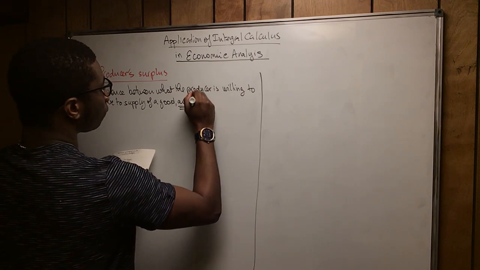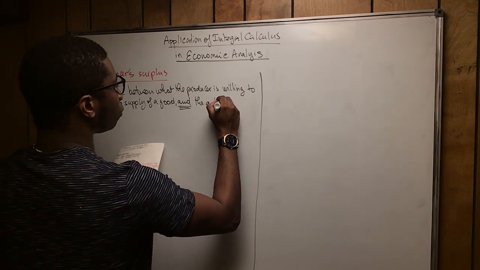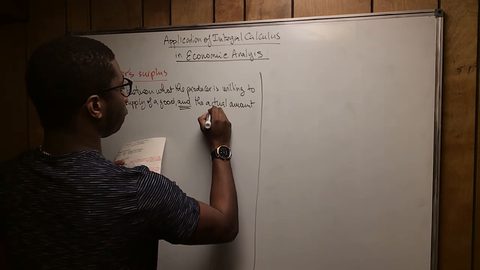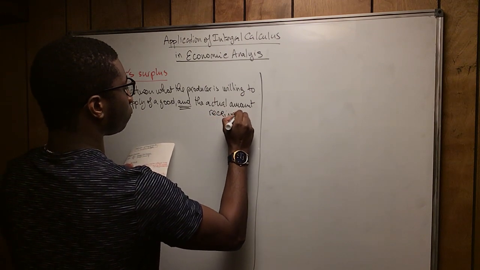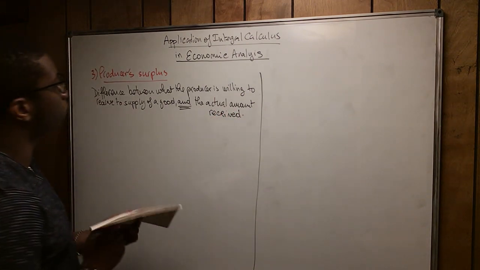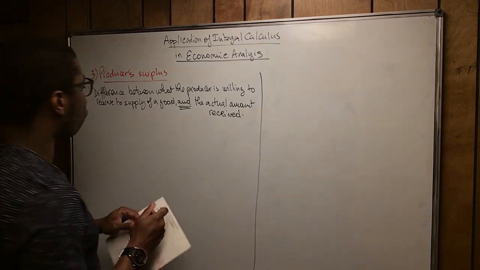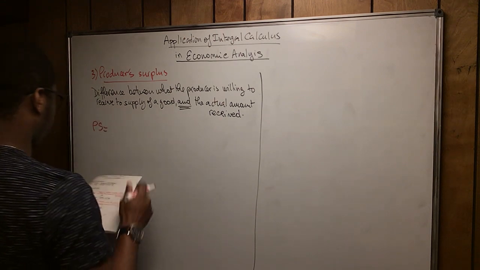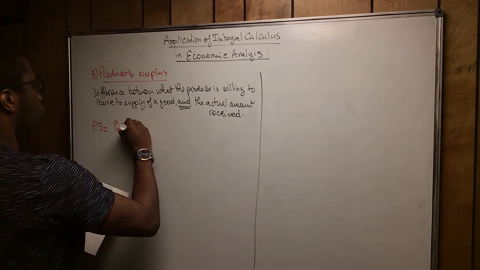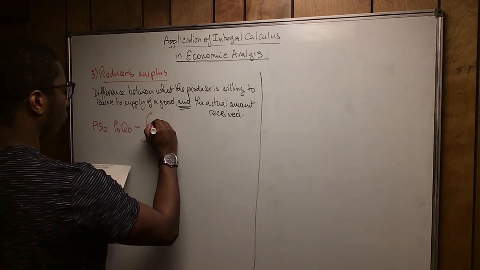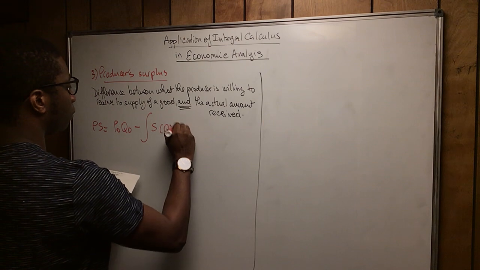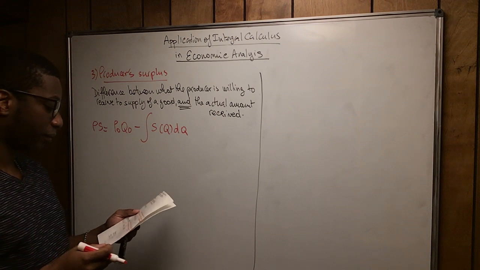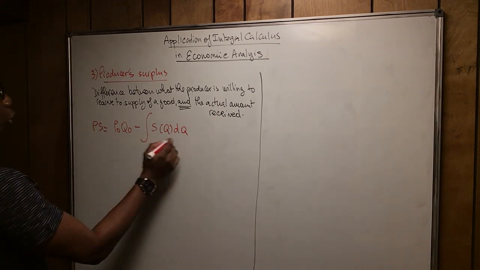and the actual amount received. Okay, so this is pretty straightforward, and the formula for that looks like an integration by parts. So it's going to be P0 Q0 minus the integral of the supply function. This looks like integration by parts, but this function can also be written as this.